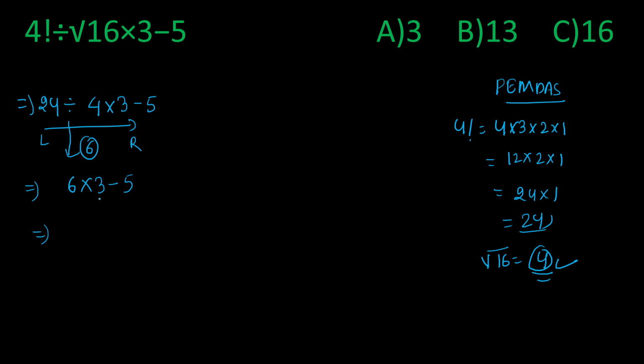Now according to PEMDAS, this multiplication has higher priority than subtraction. So we will not do 3 minus 5, that is equal to -2, and 6 times -2 will be -12. So this is not the right way. Now 6 times 3 gives result 18 here, minus 5, and 18 minus 5 will give a result of 13. So the right answer is 13.